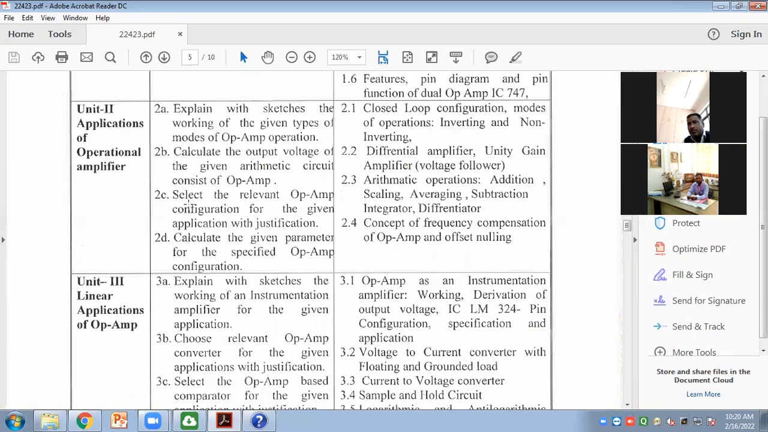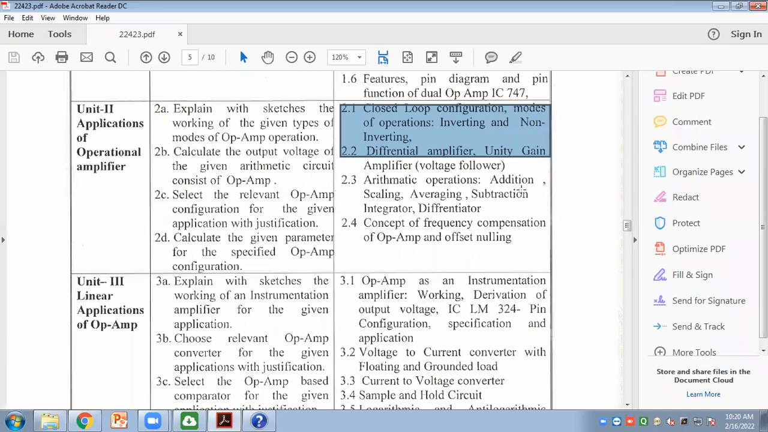Then we are going to see the parameters under the second unit, that is the applications of the operational amplifier. So here operational amplifiers are used. Applications of the operational amplifier will cover 2.1, that is the closed loop configuration modes of operation, that is the inverting and non-inverting amplifier. So under closed loop configuration, the modes are inverting and non-inverting.